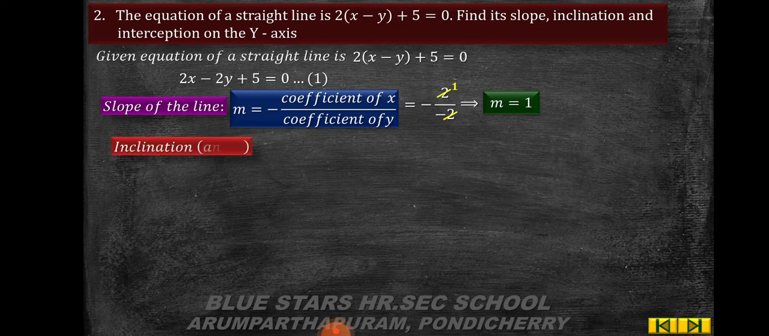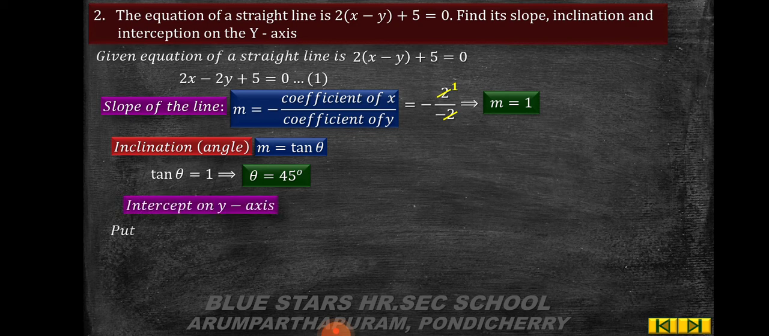Next we are going to find the inclination or angle, that is nothing but the theta value. So m is equal to tan theta. So tan theta is equal to 1. When tan theta is equal to 1, you use the trigonometric table. We already know the theta value is 45 degrees. So tan 45 is equal to 1. So the value of theta is 45 degrees.